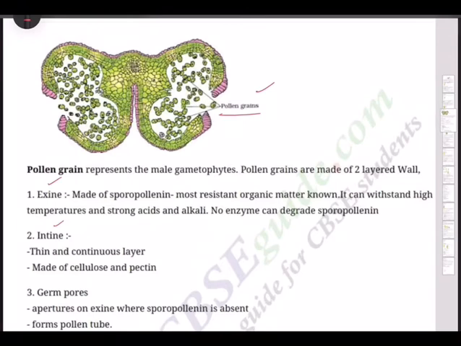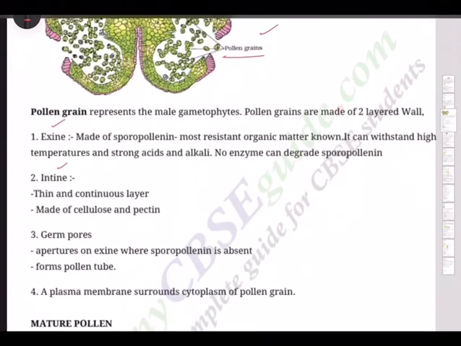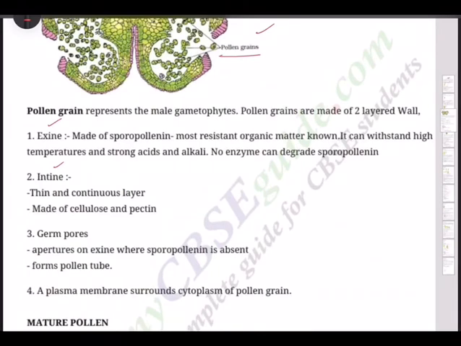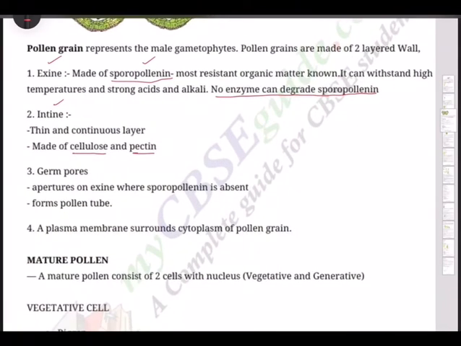Pollen grains are made up of a 2-layered wall. Each pollen grain will have 2 layers, exine and intine. Exine is made up of sporopollenin, the most resistant organic matter known. It can withstand high temperatures and strong acids and alkali. No enzyme can degrade sporopollenin. That is the greatness of this. So sporopollenin, exine. And intine is a thin and continuous layer made up of cellulose and pectin.